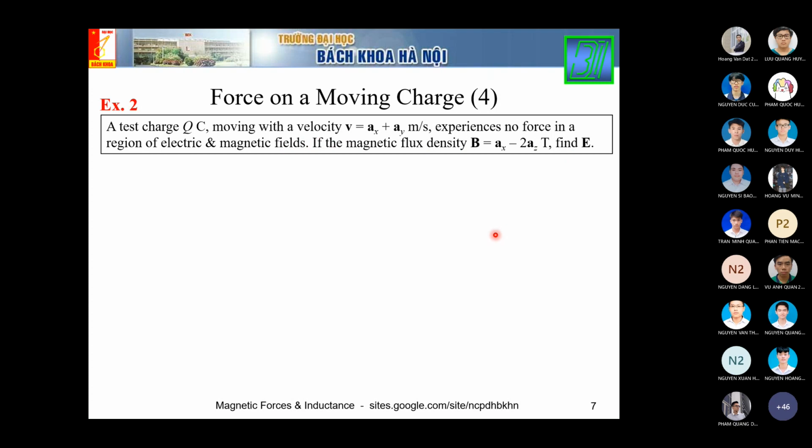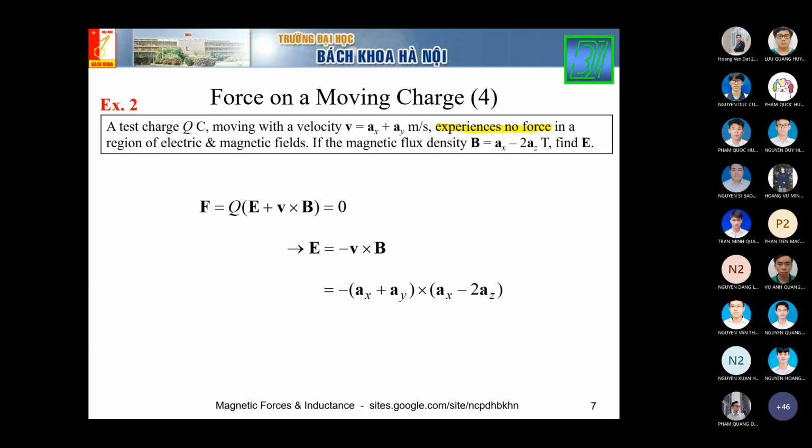So the total force here is 0 according to the given specification. There is no force, so the total force here must be 0. So from this you can find E very easily, by finding the cross product between V and B.